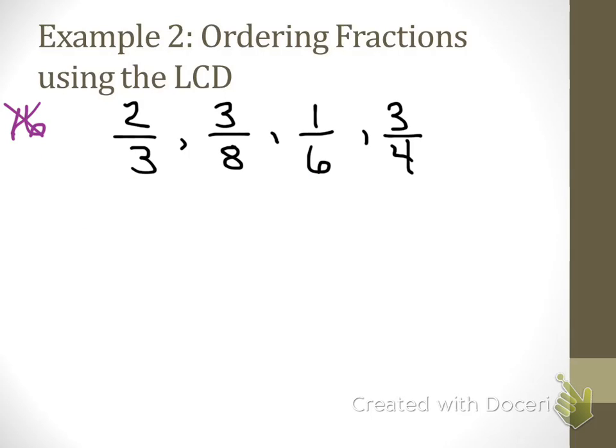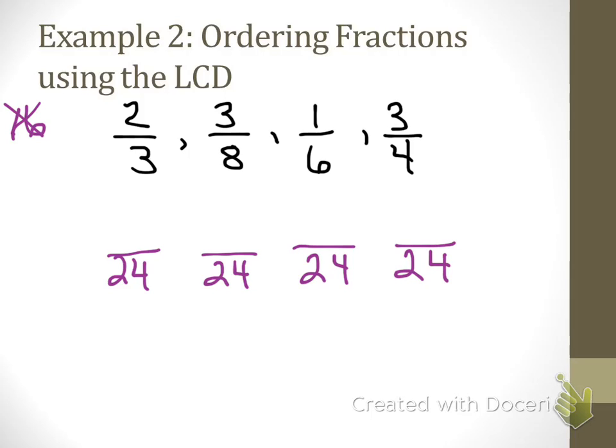So now that we found our LCD is 24, we're going to go ahead and write it as our common denominator underneath each fraction. Now you ask yourself, 3 times what number equals 24? 8. So you would multiply top and bottom of that fraction by 8 to create your equivalent fraction. So 2 times 8 is 16. All right, 8 times what equals 24? 3. So 3 times 3, that would be 9 over 24.